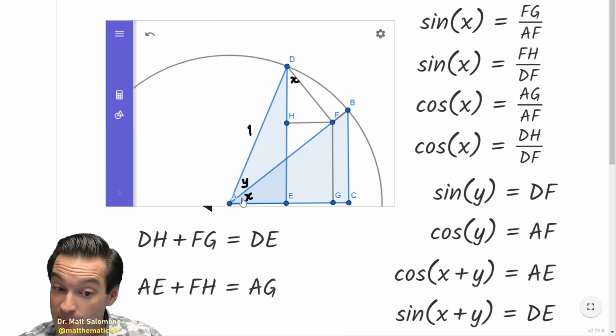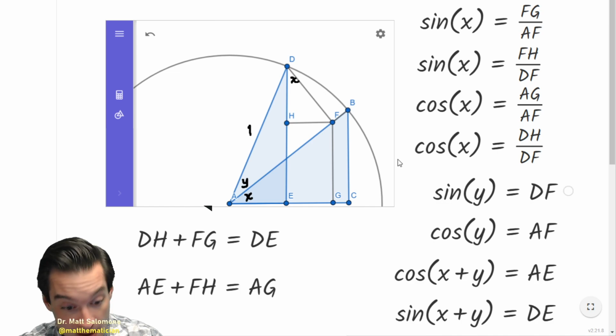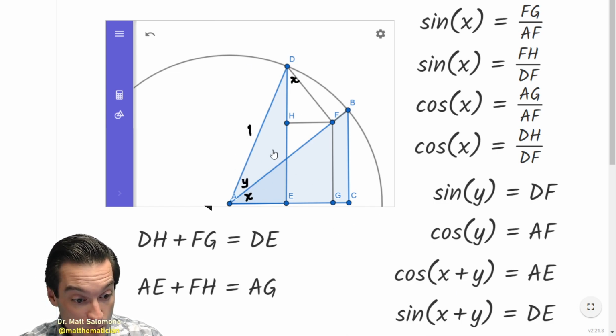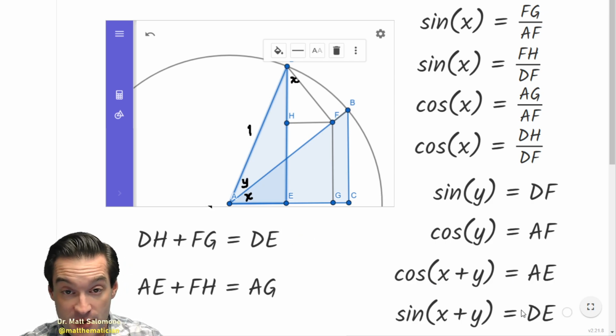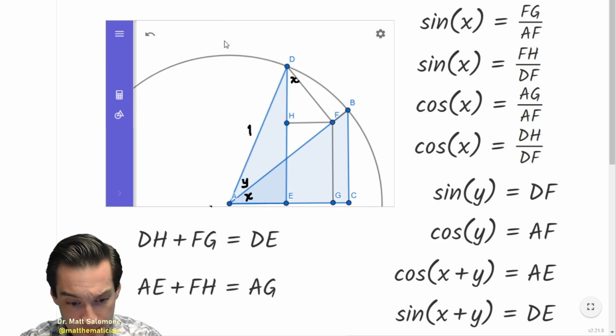Similarly, the cosine of x plus y is the adjacent, which is AE, divided by the hypotenuse, which is 1. So the sine and the cosine of x plus y we get directly out of this first right triangle, and I get the first two observations that I have down here at the bottom of my list.